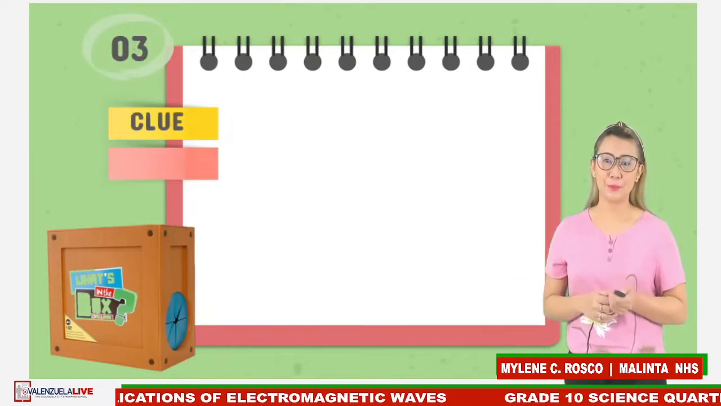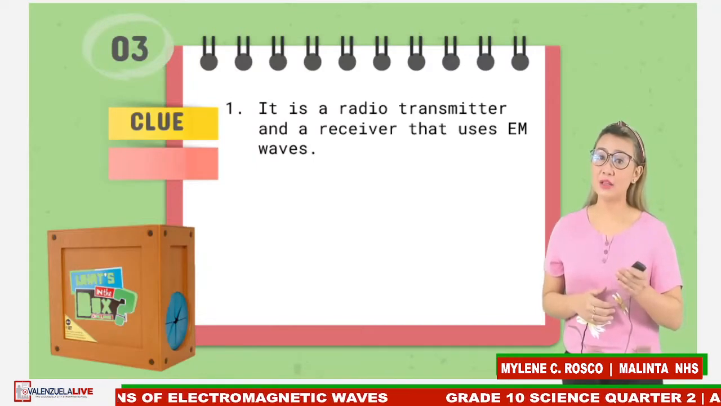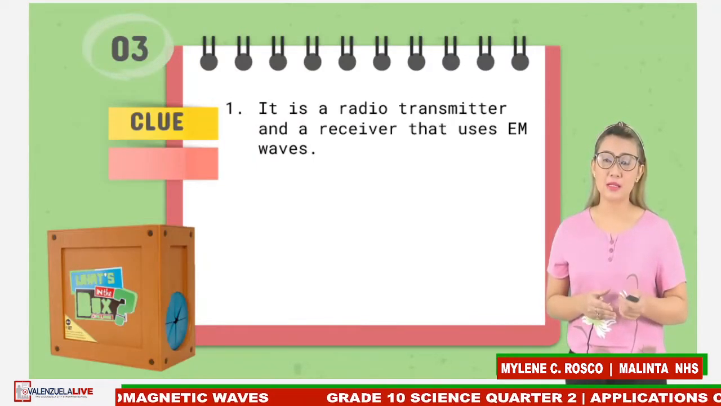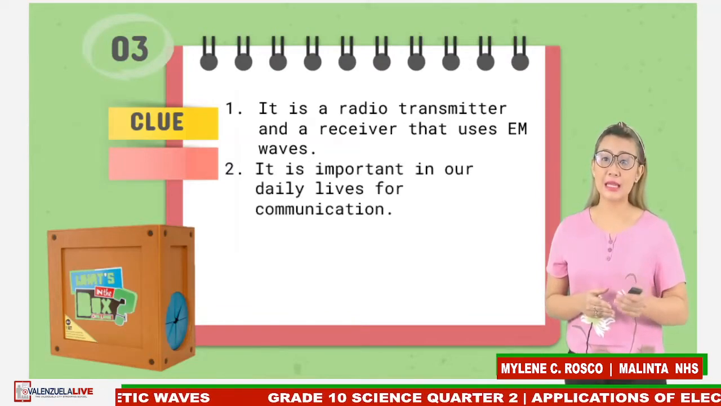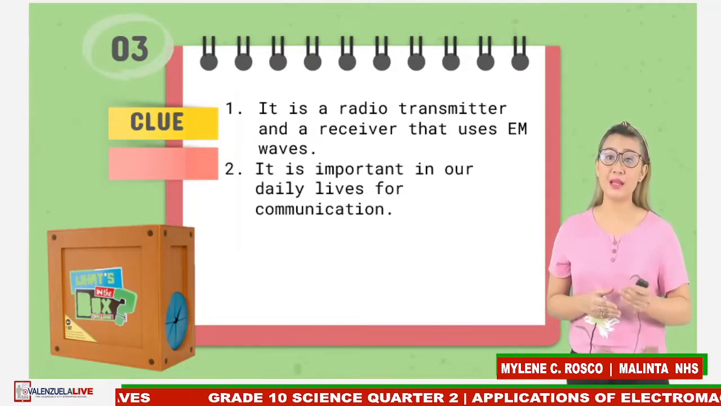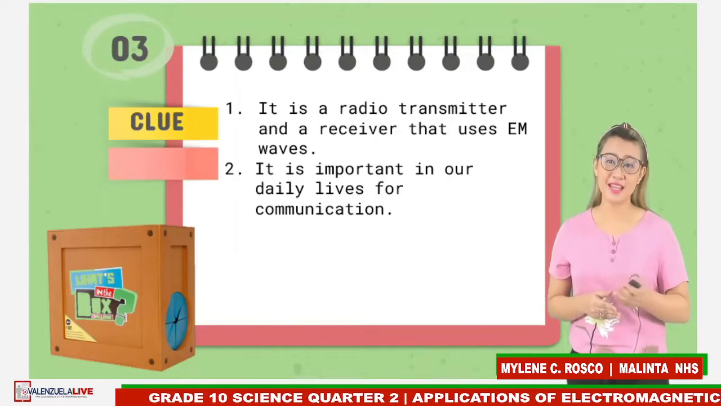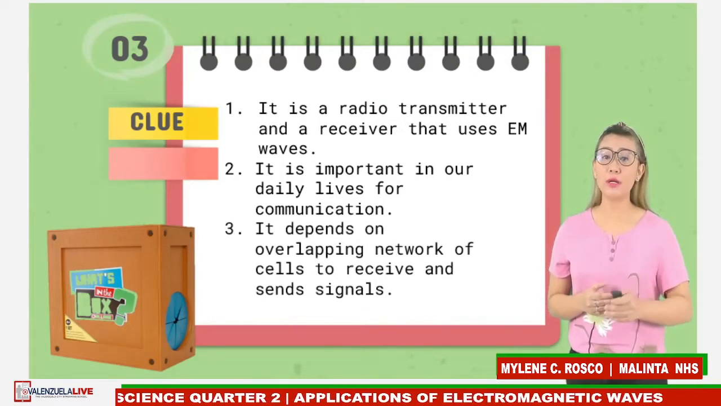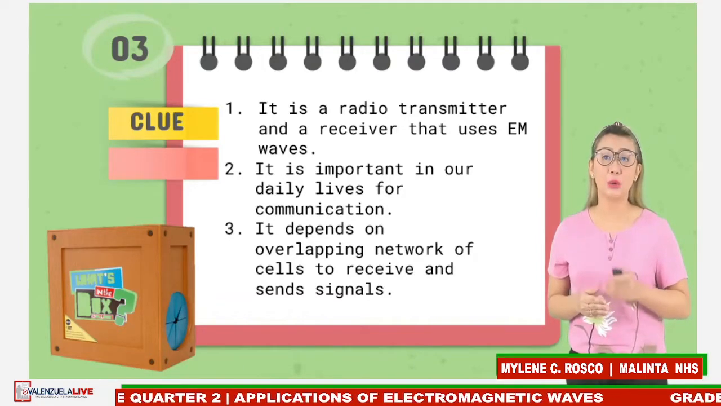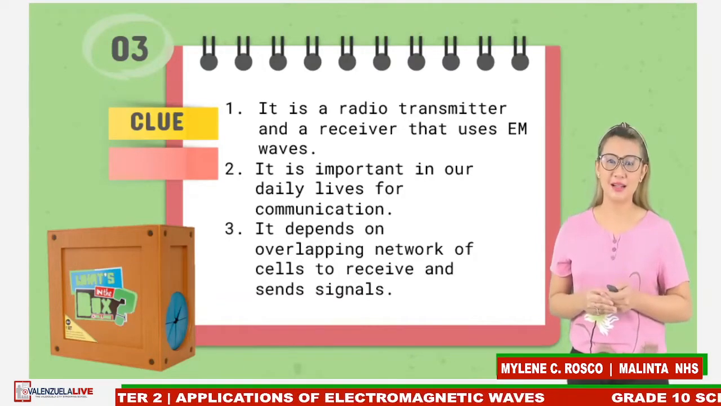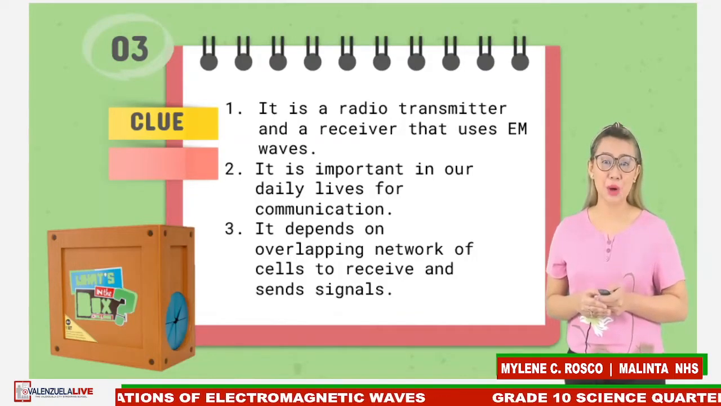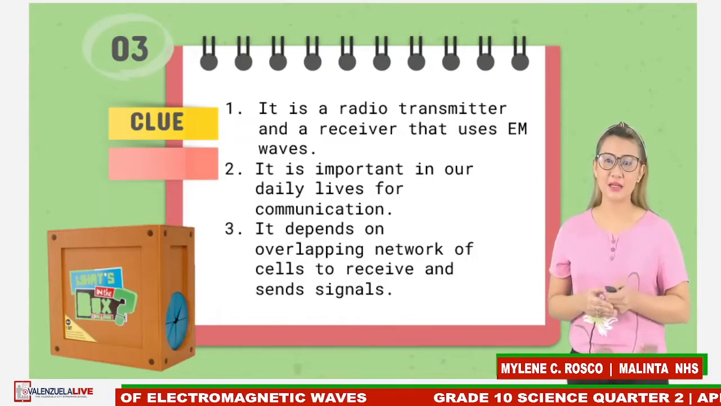First clue, it is a radio transmitter and a receiver that uses EM waves. Second clue, it is important in our daily lives for communication. And third clue, it depends on overlapping network of cells to receive and send signals. Key in your answer on the comment section. 10 seconds, go.